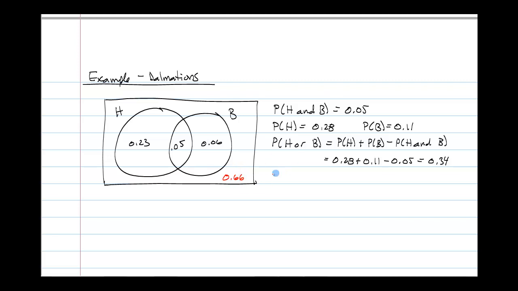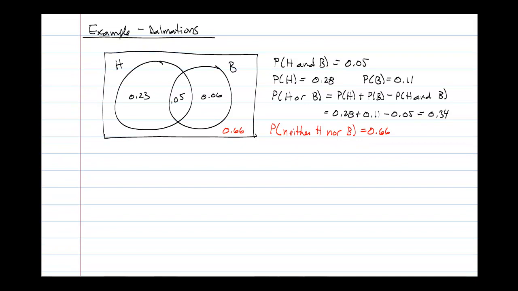So this probability, 0.66, is neither H nor B. So that'd be hearing impaired nor blue-eyed, and that's 0.66 for this particular case. So again, this is kind of a review of filling out a Venn diagram.